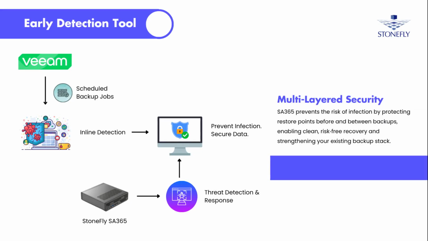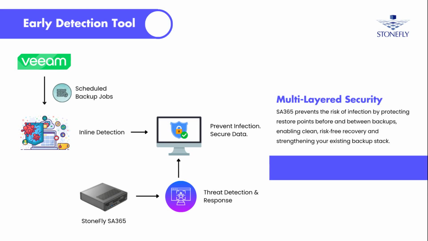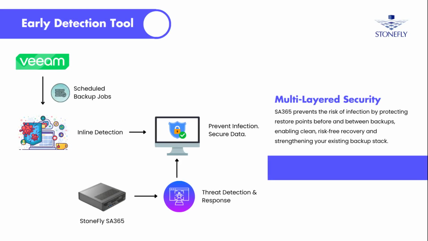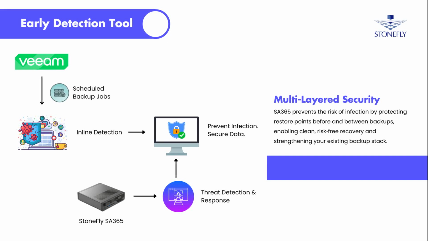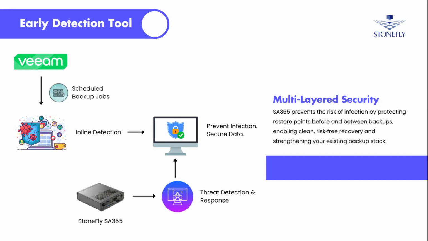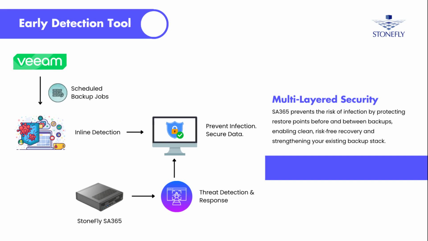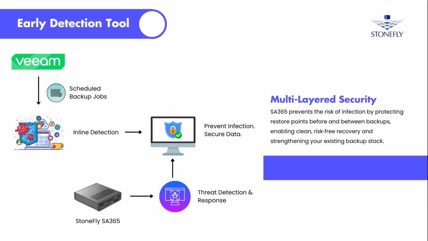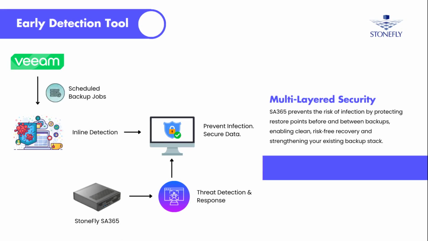Most modern backup software uses threat detection and response during backup jobs. The SA365 adds an essential layer of protection. It works before backups are taken and between scheduled backup times, giving your cybersecurity infrastructure early warning capabilities in addition to the protection you already have in your backup stack.